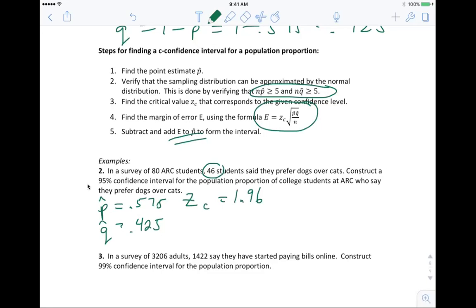Okay. And then next, you're just going to plug numbers into this formula. So I'm looking at this formula right here, the E formula. So I've got a square root, and then I'm putting the P hat times the Q hat divided by the N. N is that bigger one, 80. Okay. So there we go.